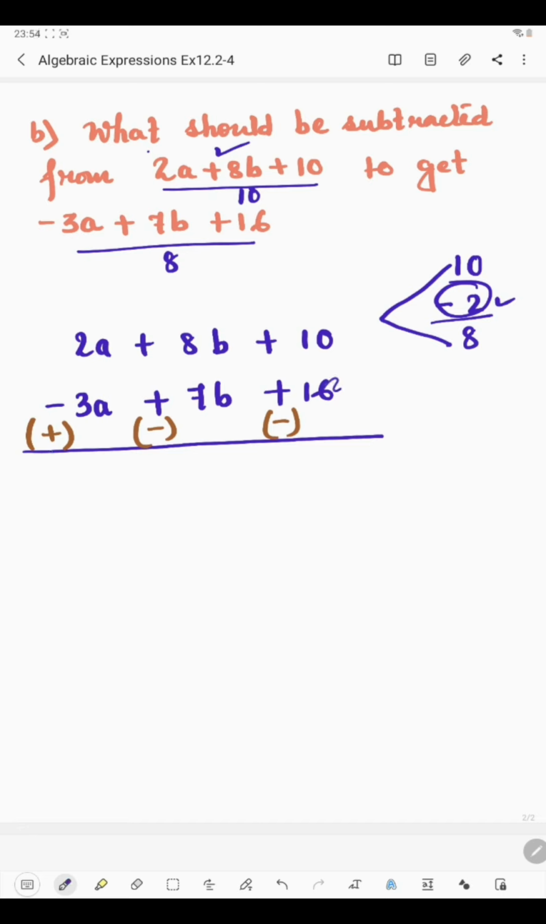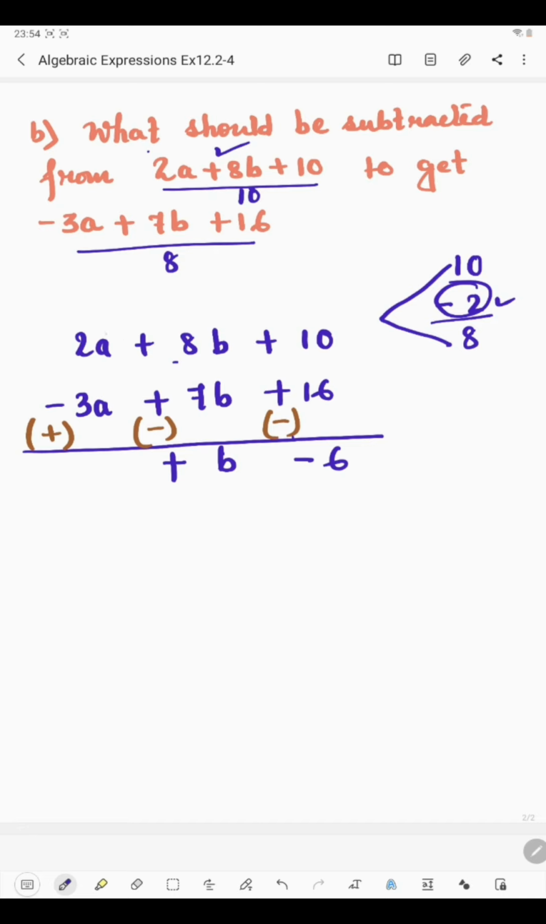Now here plus 10 and minus 16. Opposite signs, so we'll do subtraction. So 16 minus 10 is 6. Since 16 is greater than 10 and the sign of 16 is minus, it will be minus 6. Now here we have plus 8b and minus 7b. Again we have opposite signs, so we'll do subtraction. So 8 minus 7 is 1. But 1 we never write. We'll write the variable only, which is b. And since 8 is greater than 7 and the sign of 8 is positive, it will be plus b.